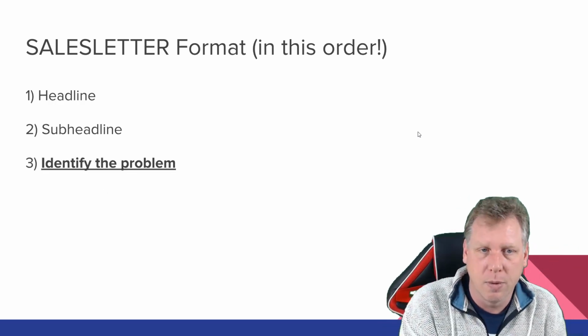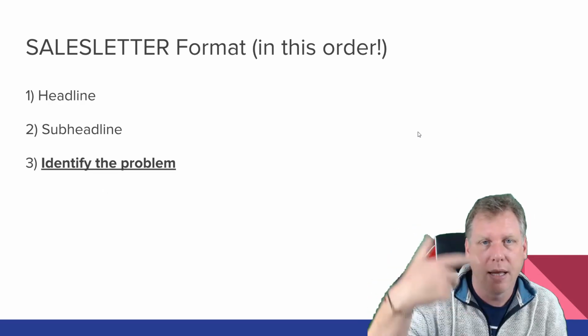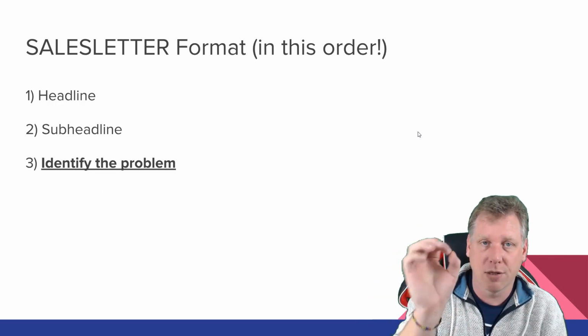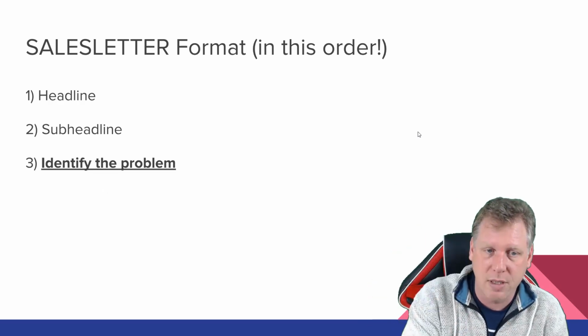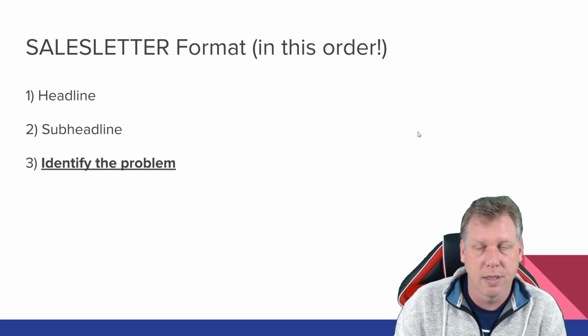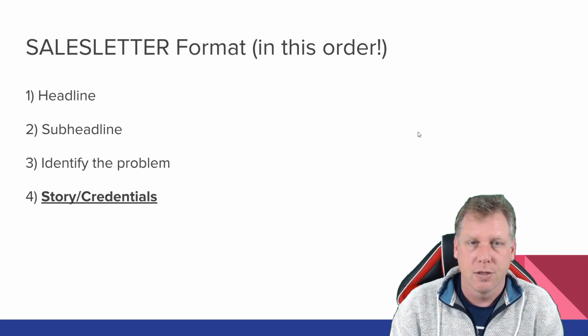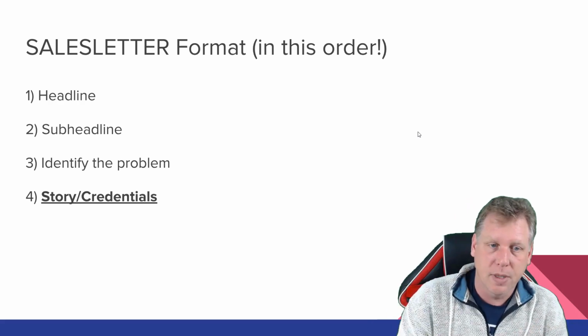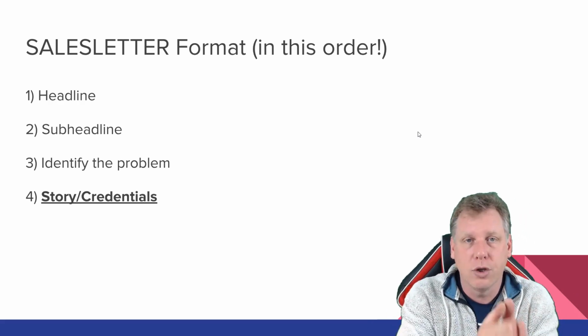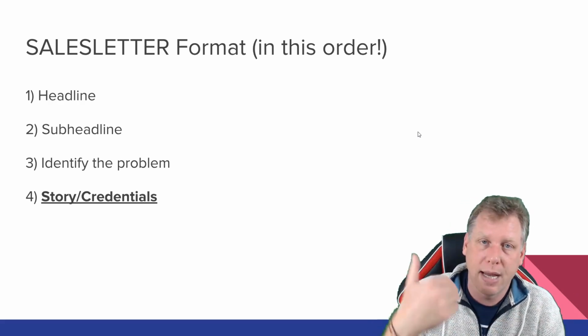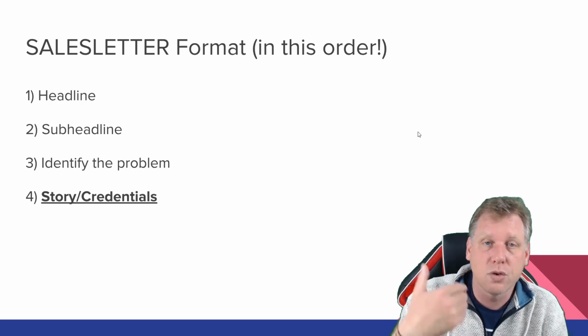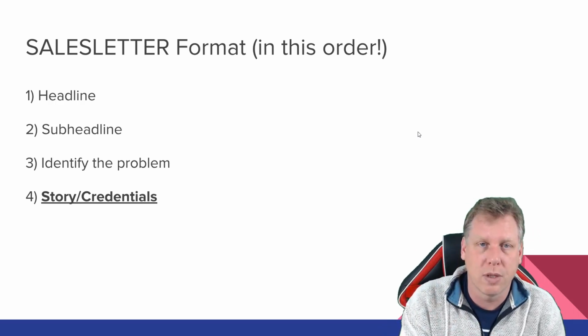And then identify the problem. So your headline, your subheading, this is the problem. Remember your customer audience, your perfect customer avatar? You should know what their problem is. Headline, subheading, identify the problem, and then back up. So at this point, you've got their attention, you've got their interest. They know that you understand their problem. So now you need to validate yourself. And a story with credentials is the best way to do it.